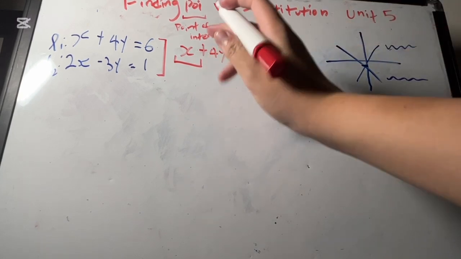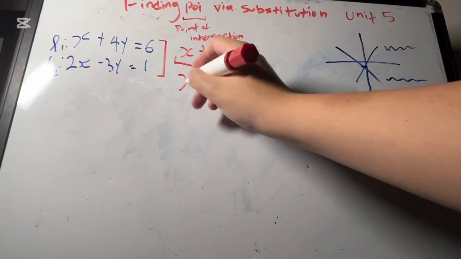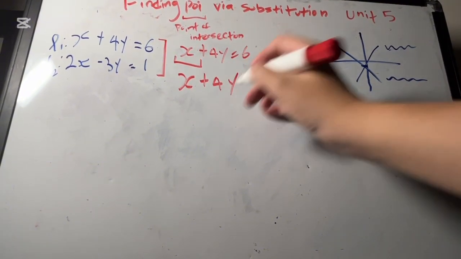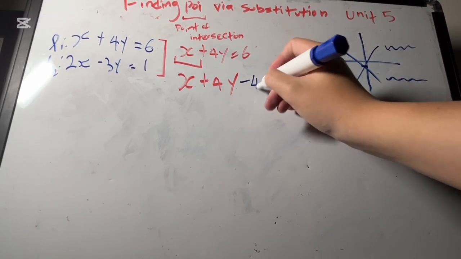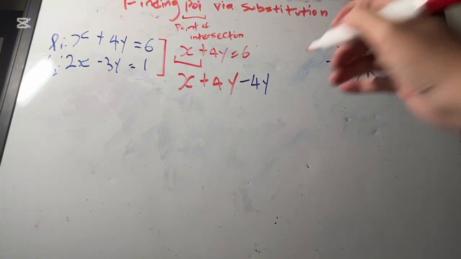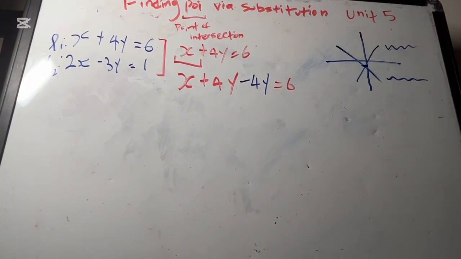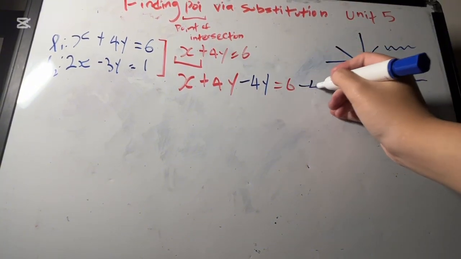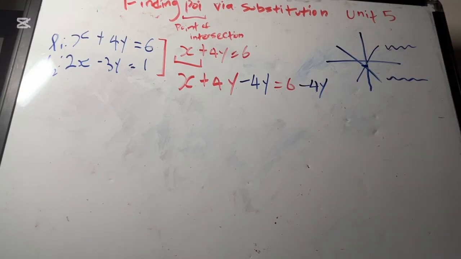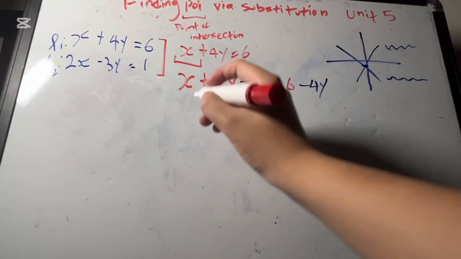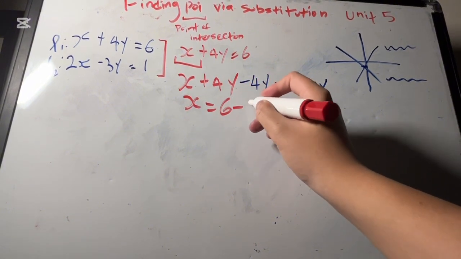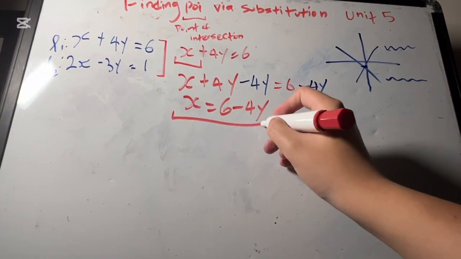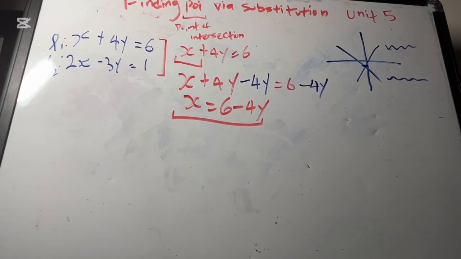So we want to isolate x, and in order to isolate it, we're going to have to remove the 4y from one side and move it to the other side. Now I'm going to change colors. Minus 4y, as you can see here, equals 6 minus 4y. With this, we've essentially isolated x as 6 minus 4y, and this is our equation for the x value.